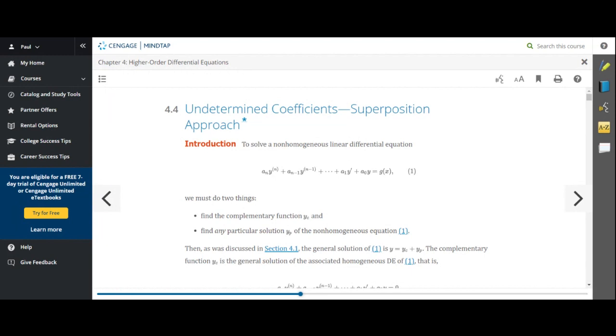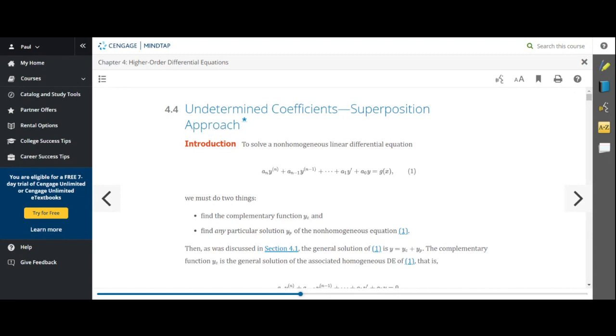So, homogeneous differential equations, that's where the right-hand side, the function after the equal sign, is 0. Homogeneous differential equations with constant coefficients: all we need to do is identify the auxiliary equation, and then we can find the roots of the auxiliary equation, and then we can construct the solutions.